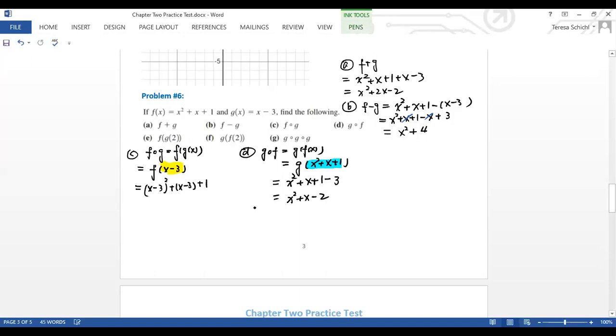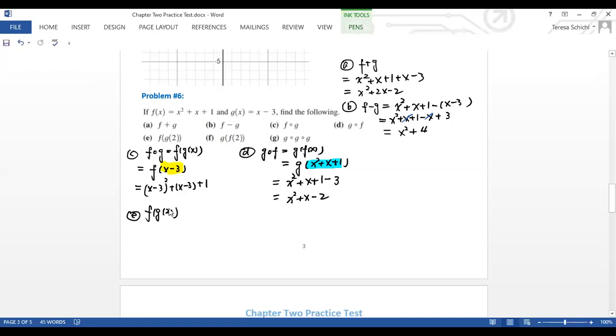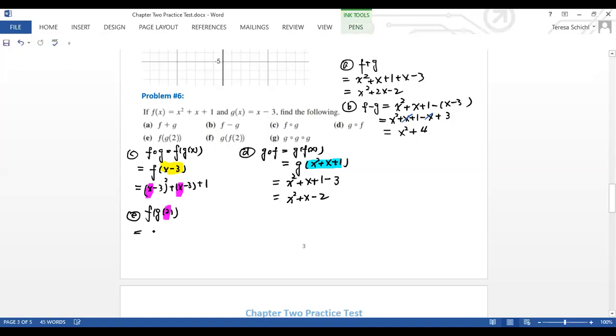Okay, so now let's see part E. They ask, what is f of g of 2? That means this is f of g of x, right? So g of 2 means x is equal to 2, right? So you plug in: 2 minus 3 squared plus 2 minus 3 plus 1. Okay, so this one will give you 1 here.